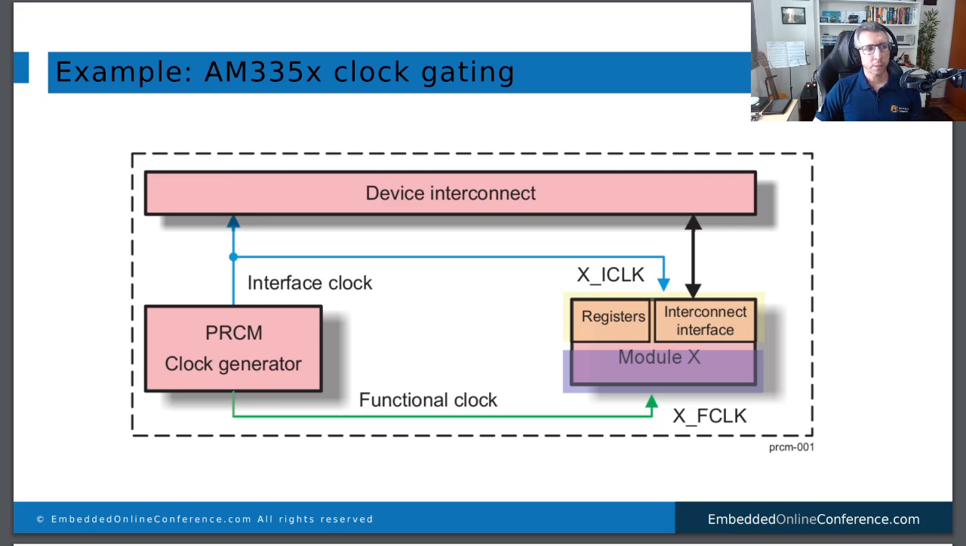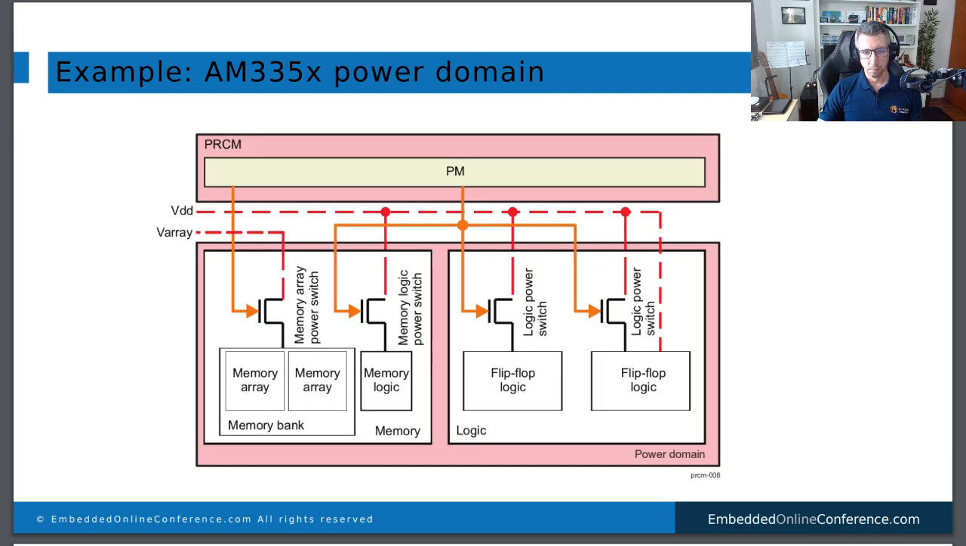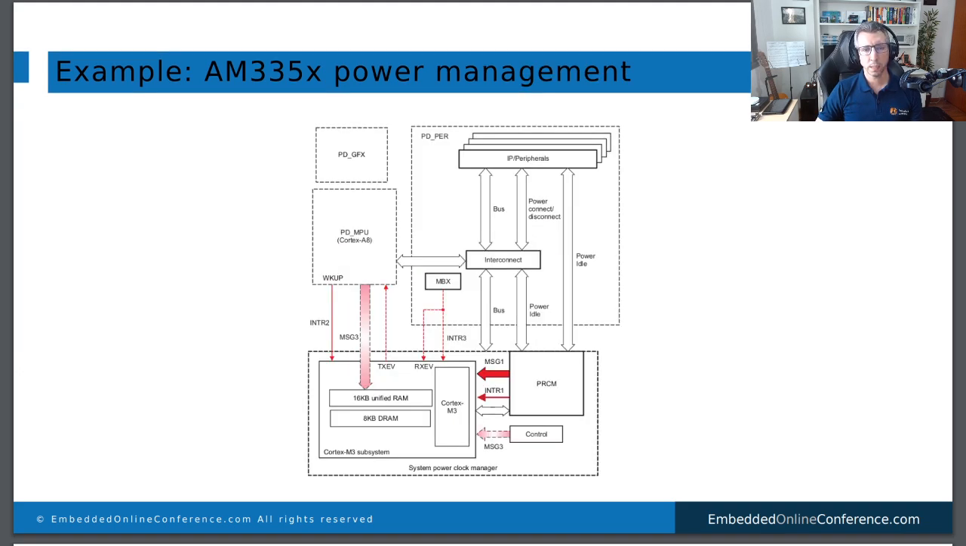Here I have a few diagrams that I took from the reference manual of the Sitara chip. That's the chip used in the BeagleBone, the AM335x. Just to see examples of features provided by the hardware, in this case the SoC, for power management. This is an example of clock gating to disable a device, an example of a power domain to disable a group of devices, and some of the power domains from the SoC.